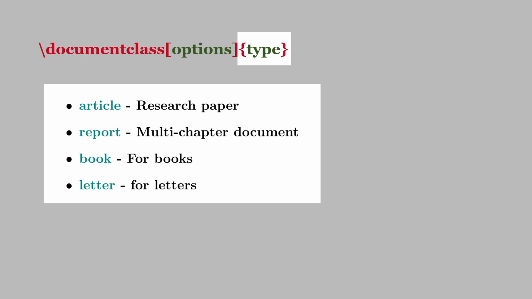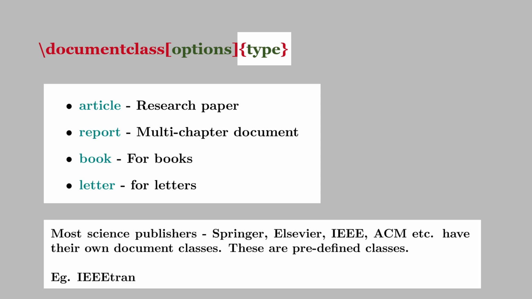Common types include article, report, book, and letter. Article is for research papers. Report is for multi-chapter documents. Book is for books, and letter is for letters. Note that most science publishers like Springer, Elsevier, IEEE, and ACM have their own predefined document classes. And if you are submitting an article to an IEEE journal, you can use the document class IEEEtran.